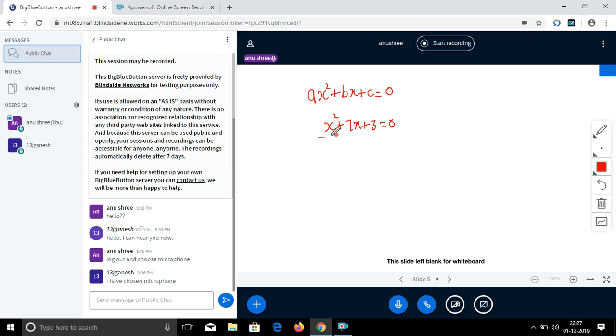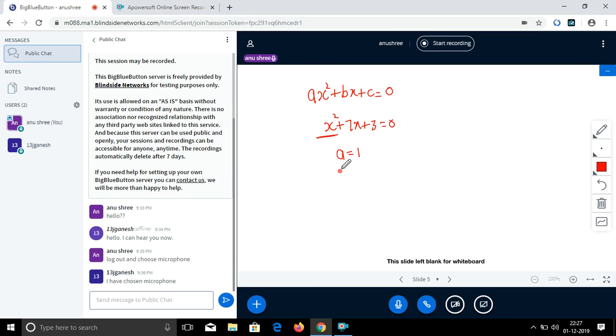That means, what is the coefficient of x squared here? In this equation, what number is the coefficient of x squared? Which means with x squared, what number can you see? Is it 1? Yes, so a is equal to 1.